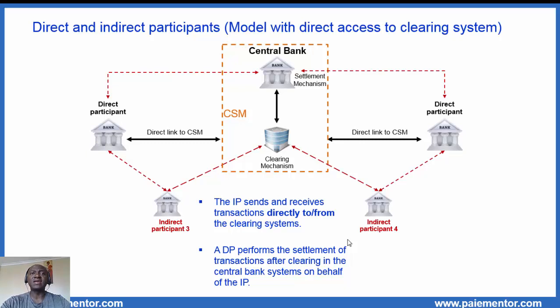So this means that the direct participant must be able to follow the position of its indirect participants so that it is able to provide the liquidity needed to settle those transactions. Indirect participants and direct participants must therefore exchange information to coordinate and make that possible. This is why you see a link between indirect participant and direct participant in the picture as well.